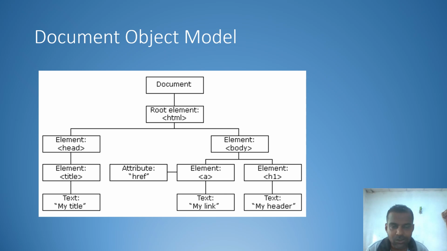Here you can see the document object model. As I told earlier, it's a tree-like structure. At the top of that tree, you can see the document element or document object. After that, you can see the root HTML element. After that it divides into the head element and the body element, and after that you can see other elements also.